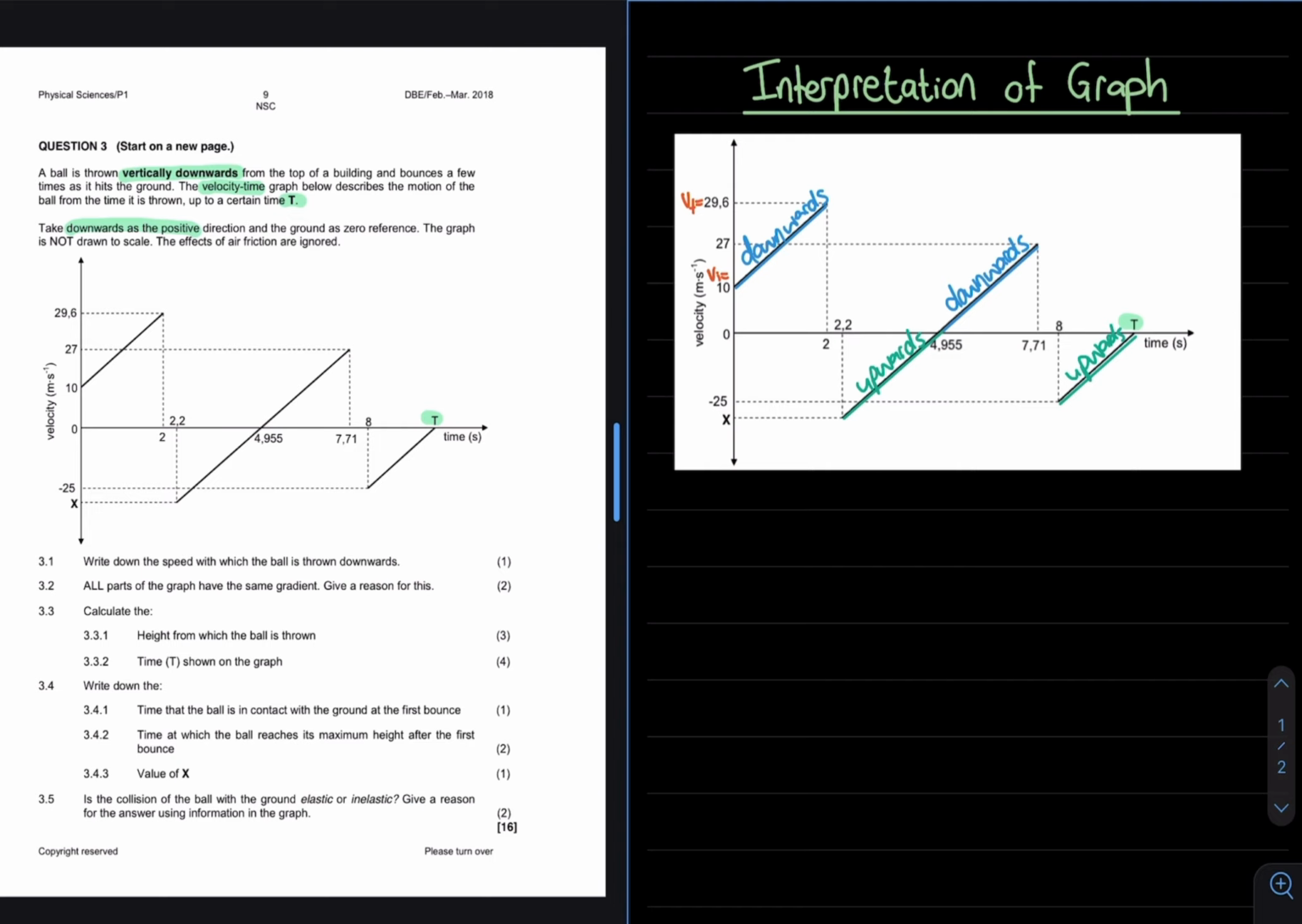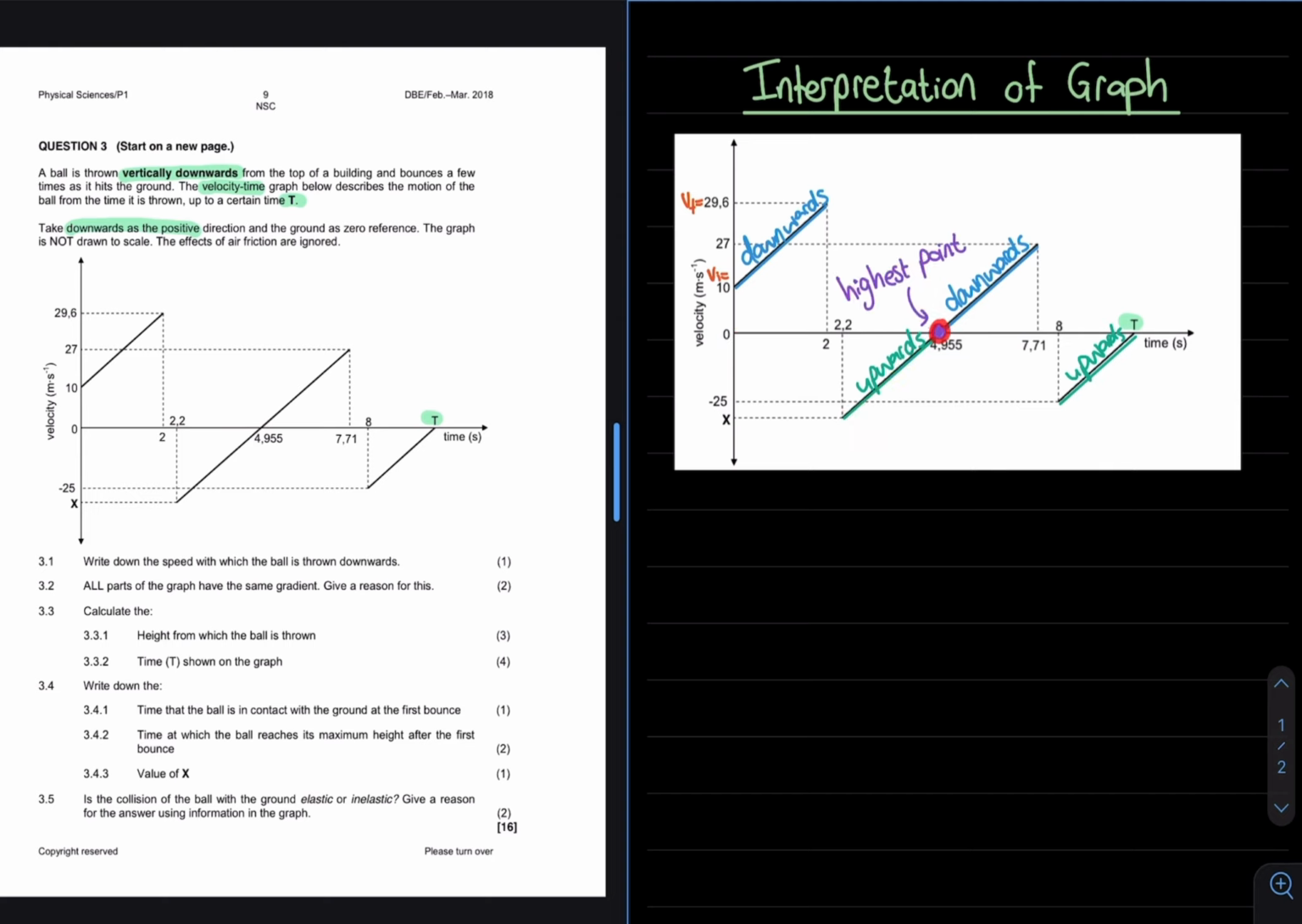When my ball is thrown with the initial velocity of 10 meters per second and it reaches the 29.6 meters per second just before it hits the ground, it suddenly changes from a downward to an upward direction. So the dotted lines in the graph indicate a bounce. After the bounce, my ball has an initial velocity of x, it moves upwards, and it reaches its highest point when the velocity is equal to 0.